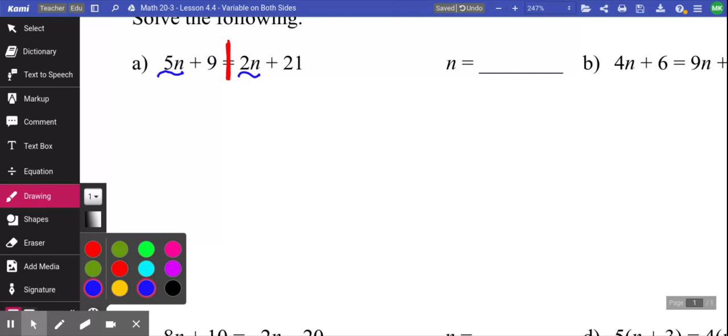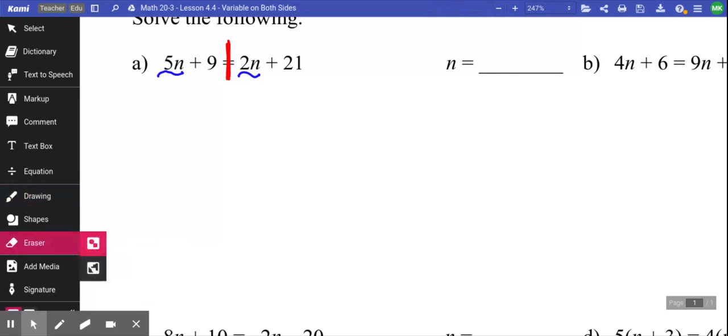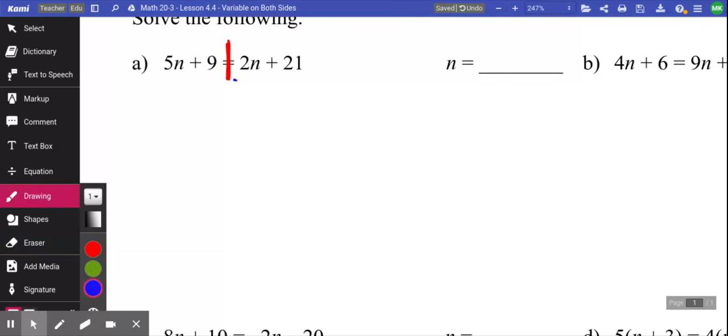So what we want to do when we get this situation is we want to move the letters all to one side. The way we decide which number to move is we're going to move the smaller number. So we have 5n on the left, we have 2n on the right. We are going to move the 2n because there's less of them. But when you move things, you always do opposite operations. So that's a plus 2n, so we need to subtract 2n from the right side so that it moves to the left side.